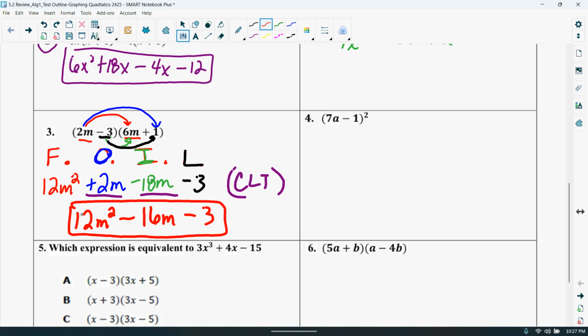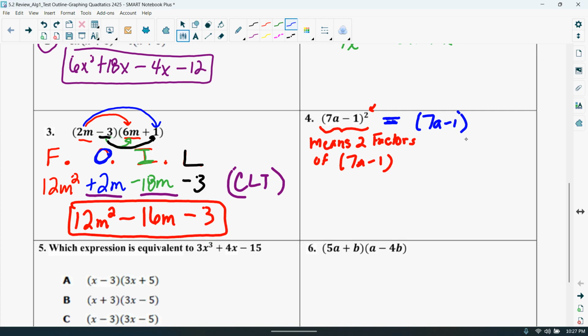So number 4 is multiplying two binomials. You're going to use the FOIL method again. It's just that on number 4, you have to remember this parentheses with that exponent, what that means. It basically means you have two factors of your 7a minus 1. So the way I can show two factors of 7a minus 1, let me just put an equal sign, because what it means is it's equal, it's equivalent, is I'm doing 7a minus 1 like such, and then again 7a minus 1.